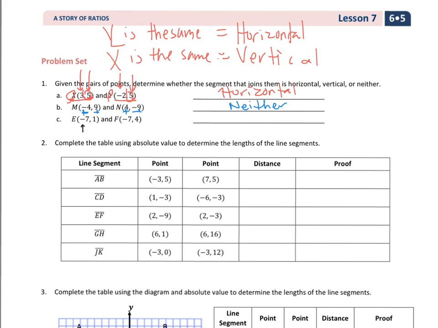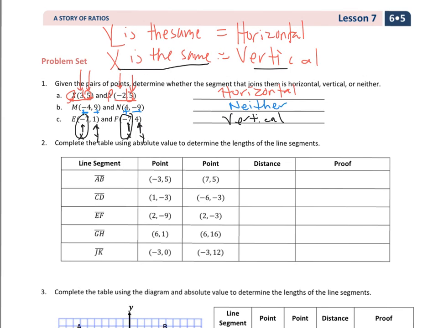And I have a -7 for my x and a 1 for my y. I have a -7 for my x and a 4 for my y. So it looks like the x's are the same. And if the x is the same, then it's a vertical line. Another good way to test this out is to actually plot these points and connect them on a coordinate plane or a grid and see what they make. And you'll see that anytime that the x coordinates are the same, they're going to be a vertical line. And anytime the y coordinates are the same, it's going to be horizontal. So we'll take a look at 2.